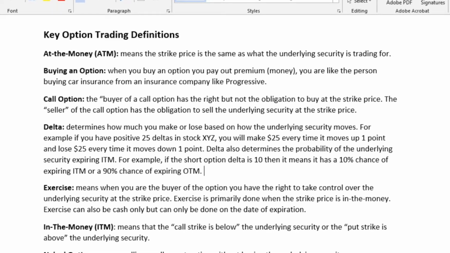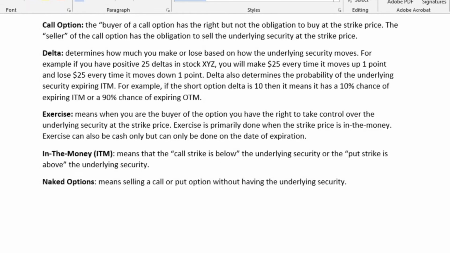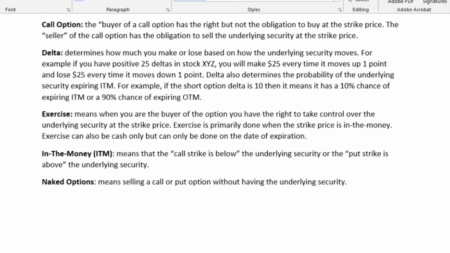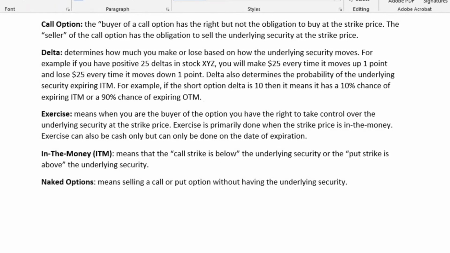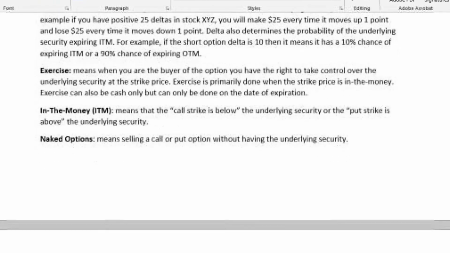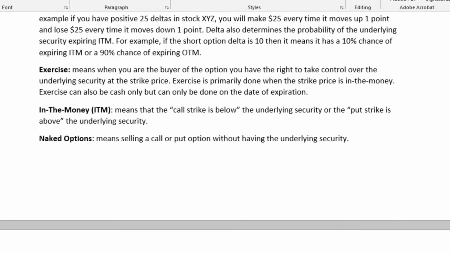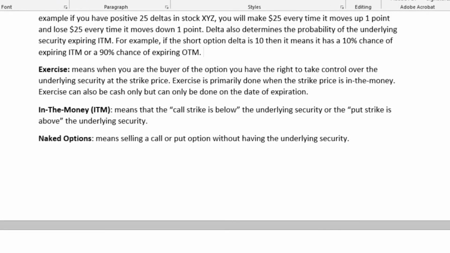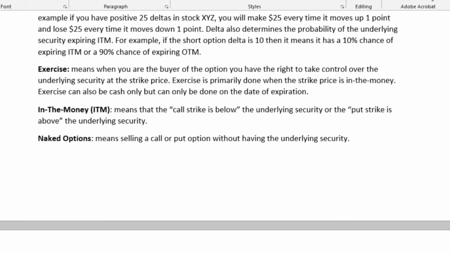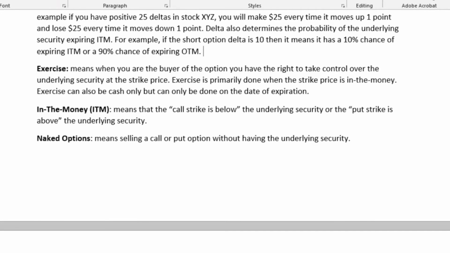All right, so moving on. In the money, the ITM, we talked about that. It means that the call strike is below the underlying security, or the put strike is above the underlying security. Naked options means selling a call or put option without having the underlying security. So it means not having the shares, or, when you're dealing with futures, the underlying contract to back you up.